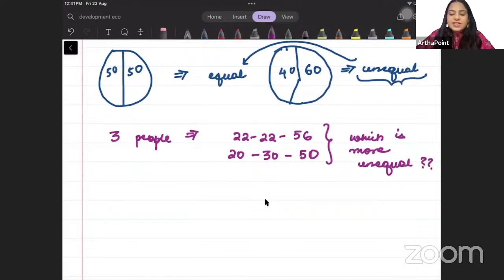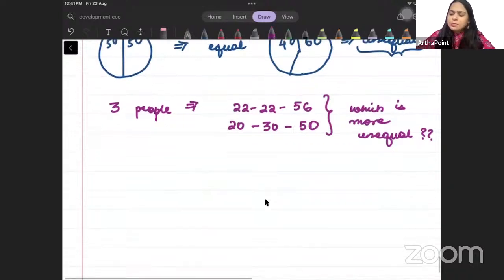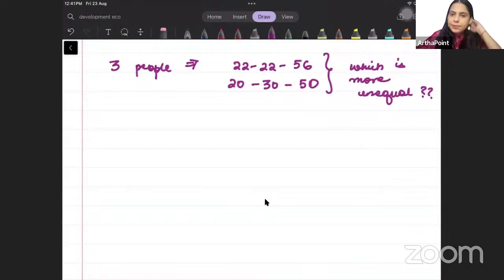Once we have more than two individuals, it becomes difficult to compare the intermediate bundles directly and to understand which bundle is more unequal. Understanding which is the more unequal bundle becomes difficult, right? And that is where we need some measure of understanding how to calculate inequality.